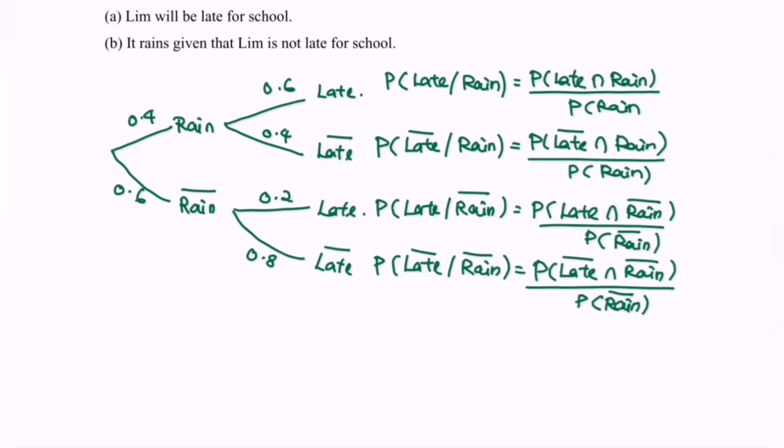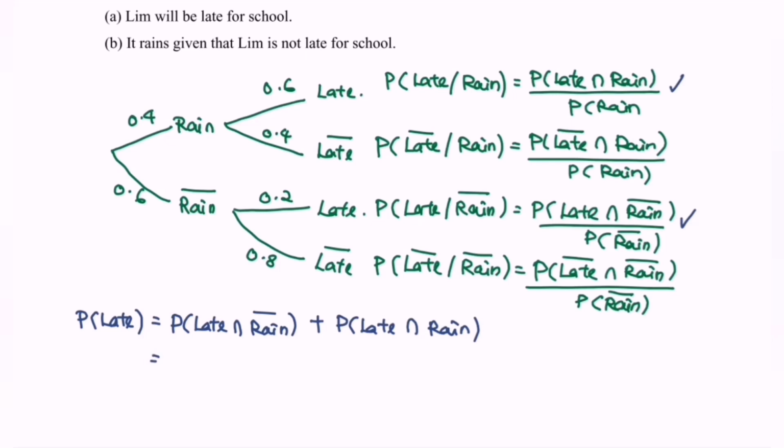Next, focus on the questions. The probability that Lim will be late for school. So kindly refer to the situation where we have late for school. So here will be the reference, meaning that we are looking for the probability of late intersect with rain complement or the probability of late intersect with rain.